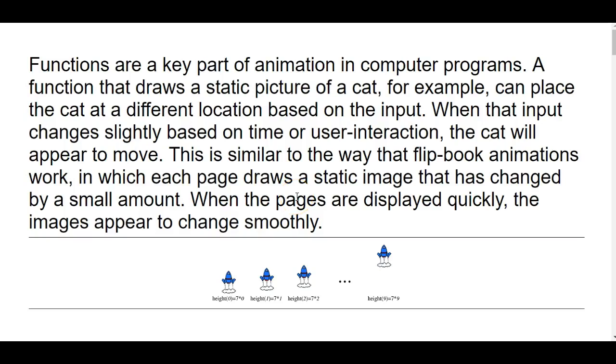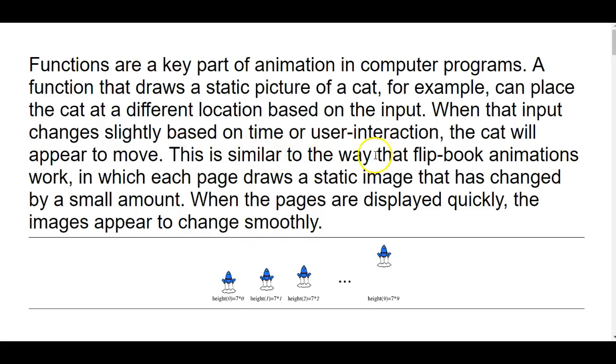Okay, so now that we know how to make functions, we can actually start to use them to make things that are interesting. So here we go. We're going to go through this slideshow together. Functions are a key part of animation in computer programs. So a function that draws a static picture of a cat, for example, can place the cat at different locations based on the input. When that input appears or changes slightly based on time or user interaction, the cat will appear to move. So this is how things change, right?